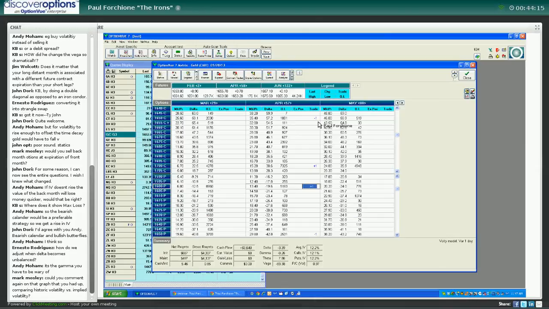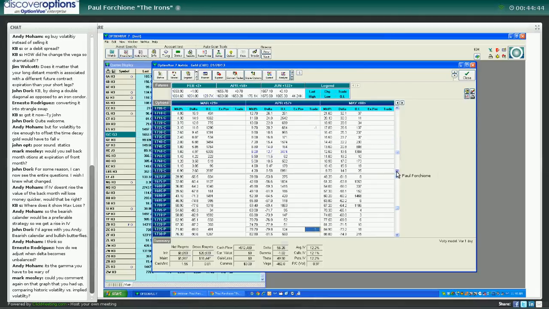now what we want to do is put on a butterfly that is going to be using the, let's say, 1725 call that we want to sell, and we want to sell the 1725 put, and we'll put our insurance in place 50 points away. So we're going to buy the 1775, and we're going to buy the 1675 put.